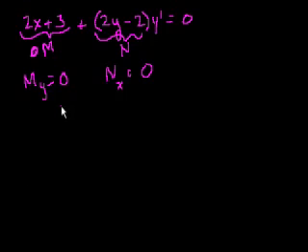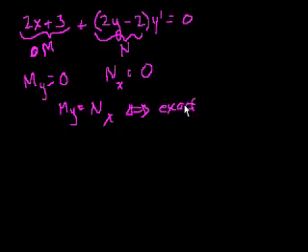But we do see that they're both 0, so M sub y, the partial with respect to y, is equal to the partial of N with respect to x. So this is exact. Actually, we don't have to use exact equations here. We'll do it just so that we get used to it. If you looked here, you actually could have figured out that this is a separable equation. But anyway, this is exact.